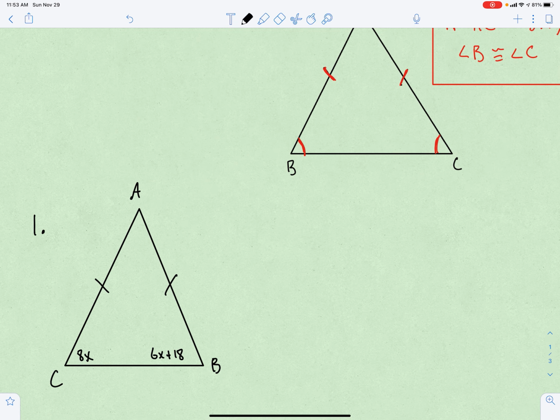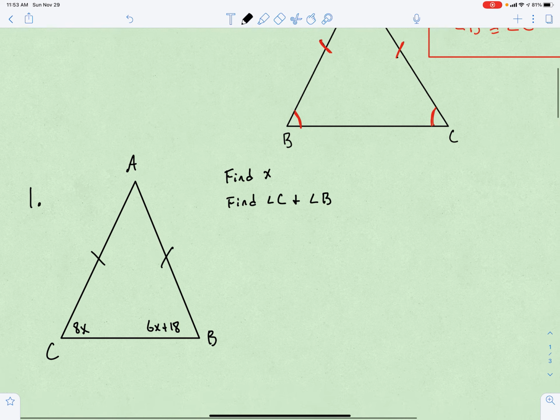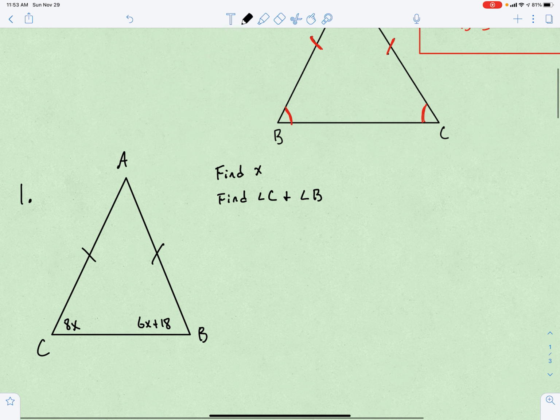So we're going to do two things. We're going to find x and find angle A. We're going to find angle C and angle B. So first off, we got to find out what x is. So if we look at this triangle, we know it's an isosceles triangle. If I take this and draw my two arrows, I know that angle C is congruent to angle B.